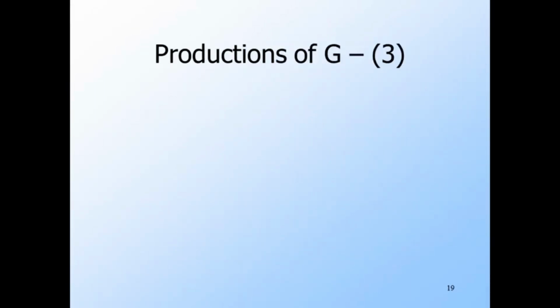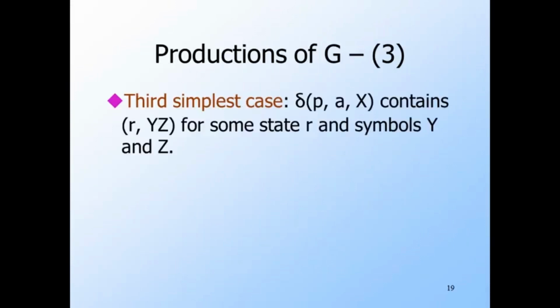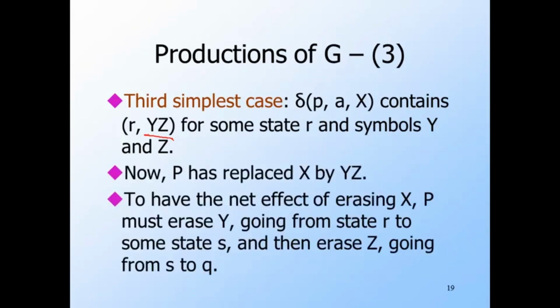Now it's getting a little more complicated. Suppose there is a move that replaces X by 2 symbols, Y and Z, while going to state R and reading A from the input. That is, the new stack YZ replacing X. In order for X to be erased, there must be some input string U that has the net effect of erasing Y, and U must take the PDA from state R to some state S, which unfortunately we don't know. As a result, we're going to have one production for each possible state S.